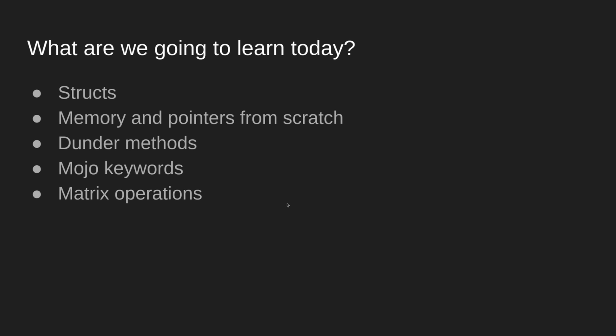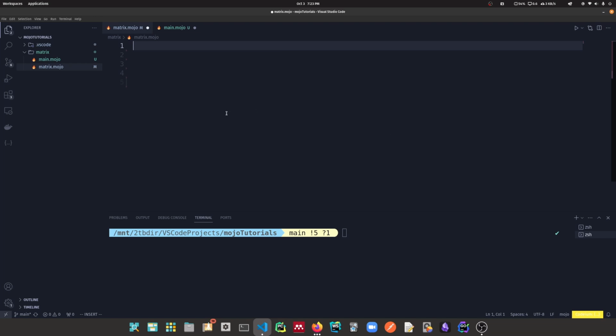Okay, so let's start with some coding. I'm in VS Code right now, and I've created a folder called matrix. In here, I have a main file and a matrix file. In the matrix file, we're going to be writing our matrix struct from scratch. And you guys told me to enlarge the font size, so I did. I hope this is larger for you guys. Let me know if you want it even larger.